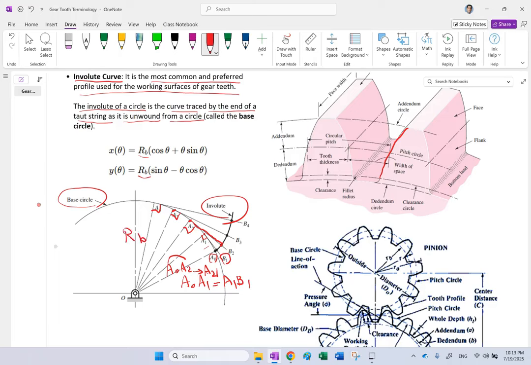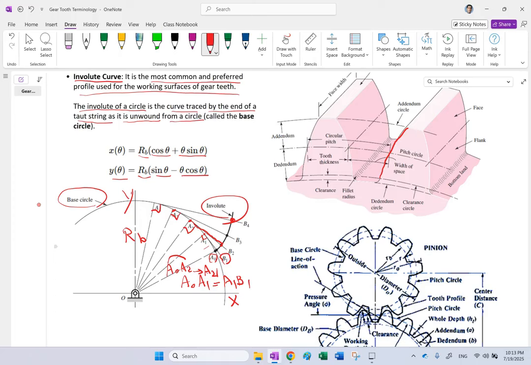And you can show that if this is the x-axis and this is the y-axis, if you have any point on this curve, then the equation for that point, the x and y of that point, are given by: x is going to be RB times (cosine theta plus theta sine theta), and y is going to be RB times (sine theta minus theta cosine theta). And theta is the angle of unwrapping here.